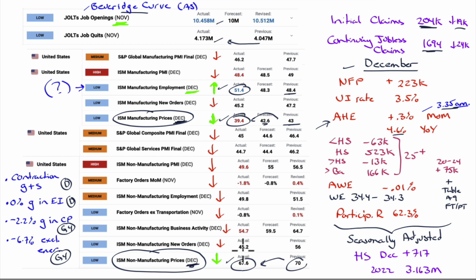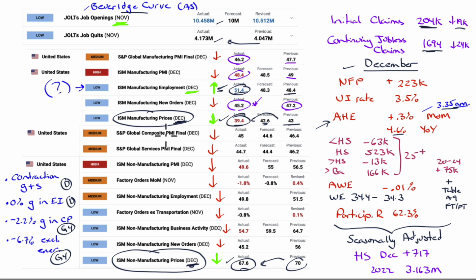So there's the good news: you still have a tight labor market, and companies still want to hire more. Maybe not a recession going forward, and you have prices that are coming down. The bad news here is if you look at S&P Global Manufacturing, 46.2 versus 47.7. ISM, 48.4 versus 49, more contraction. New orders, 45.2 versus 47.2 last time, so new orders are down as well.